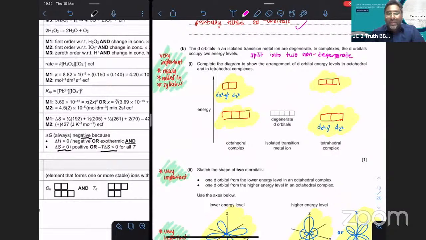Complete the diagram to show the arrangement of d orbital energy levels in octahedral and tetrahedral complexes. Now for octahedral, please remember I told you, if you have an octahedral with up and down, you can memorize that there are 2 orbitals at the top.